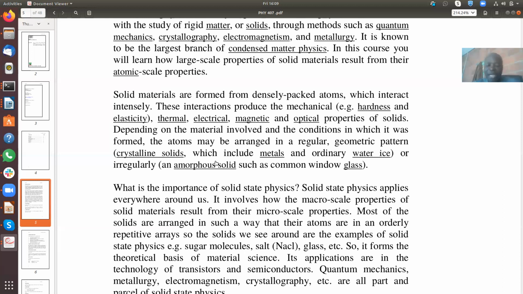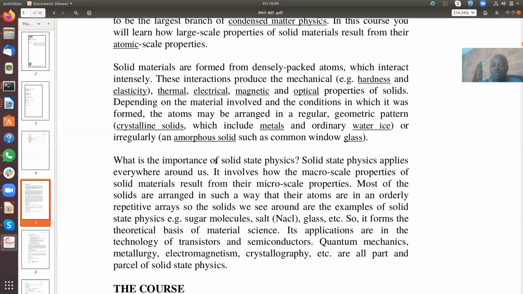Its applications are in technologies of transistors and semiconductors. Most of the transistors we use in the electronic industry and semiconductor industries are basically derived from the concept of solid state physics. Then if you want to discuss this quantitatively, you need to understand the concept of quantum mechanics and electromagnetism, also crystallography.